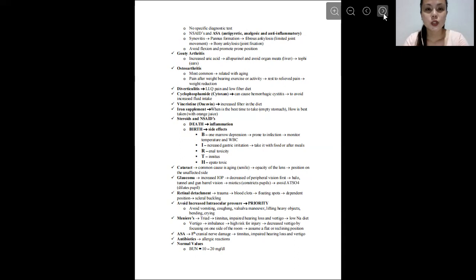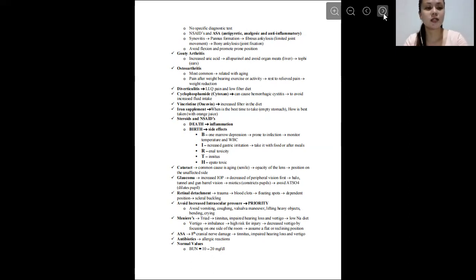It results in fibrous ankylosis, so there is limited joint movement. Bony ankylosis or joint fixation may be needed to relieve pain. Our nursing management is to avoid flexion and promote the prone position.